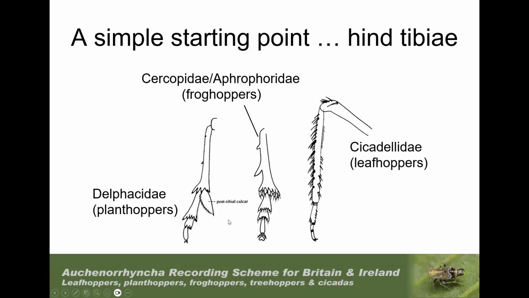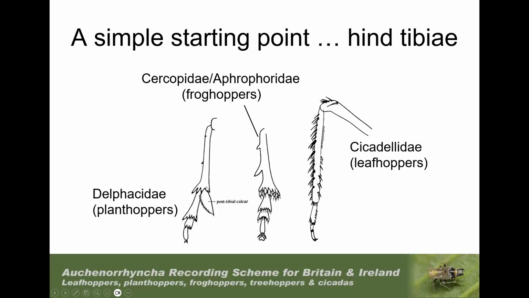So that's the second group. And then the third group, which are the planthoppers, or the delphacid planthoppers at least, have a different structure again. So here's the hind tibia, with a couple of minute spines, which you probably normally wouldn't even notice.